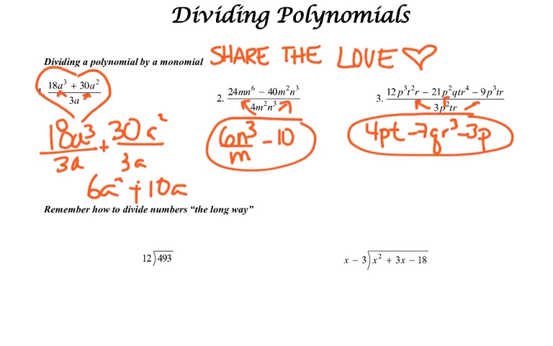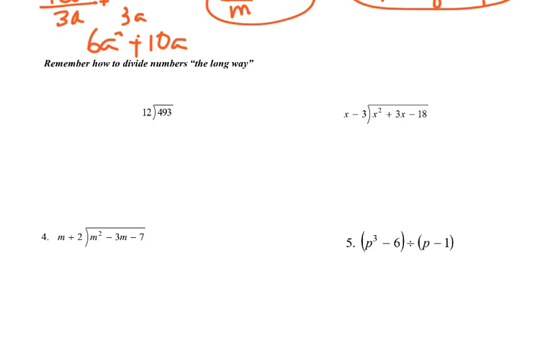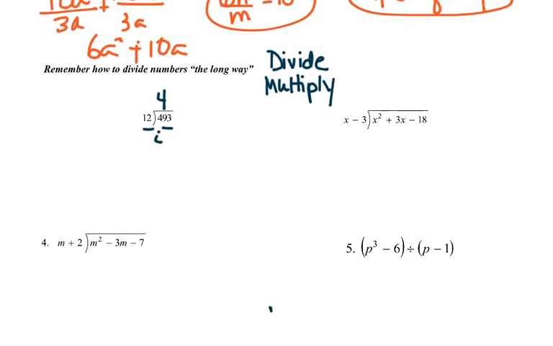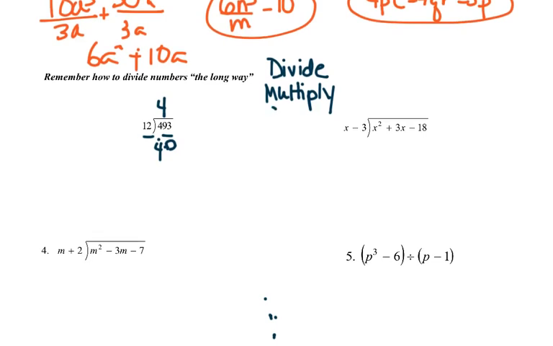Now we review dividing polynomials the long way, or dividing numbers the long way. Do you remember how you learned back in elementary school to divide 12 into 493? Didn't you first divide 12 into 49 4 times, and then what did you do? Right, multiply. 4 times 12 is 48. And then what did you do with the 48? Yes, you subtracted it.